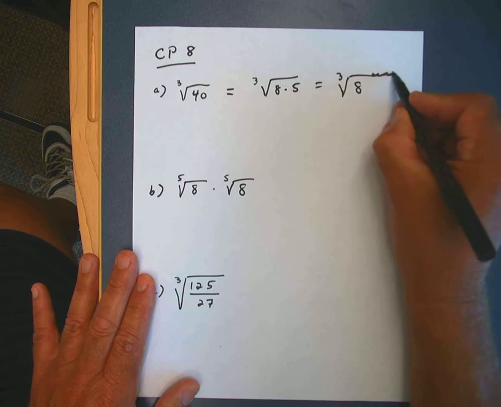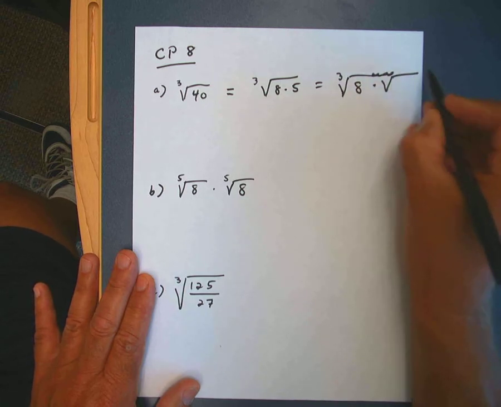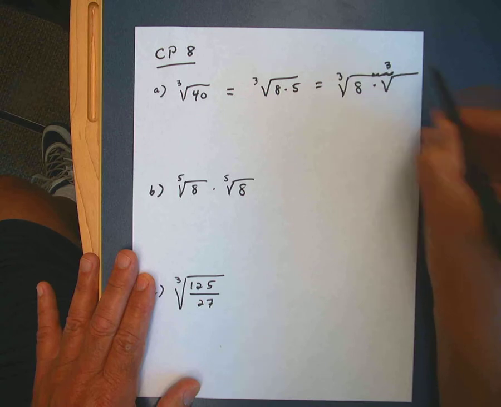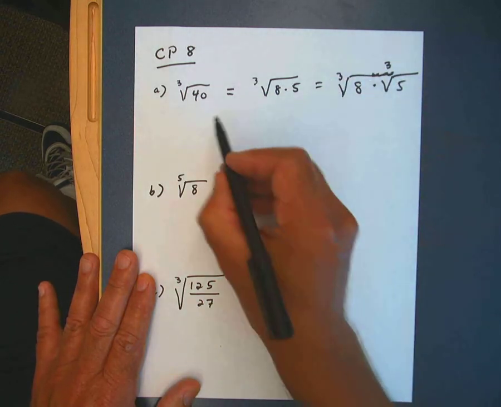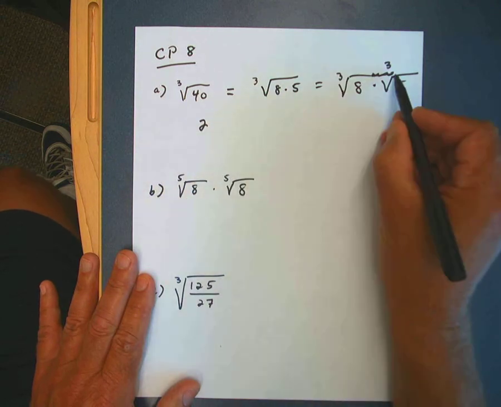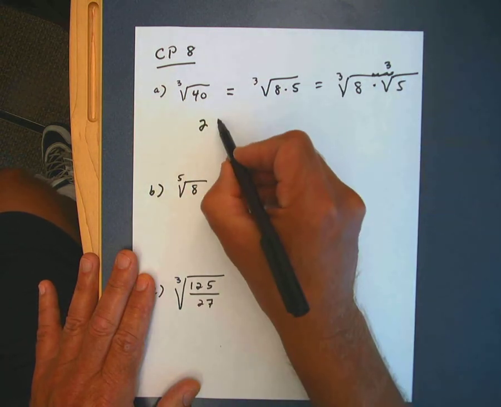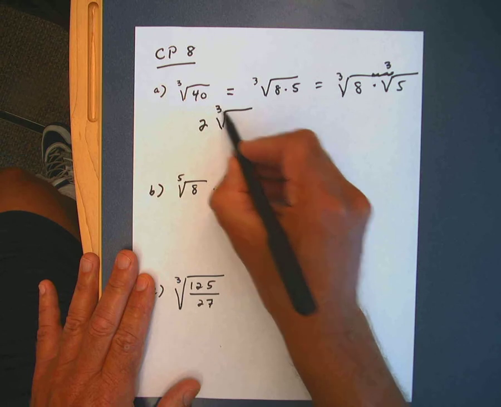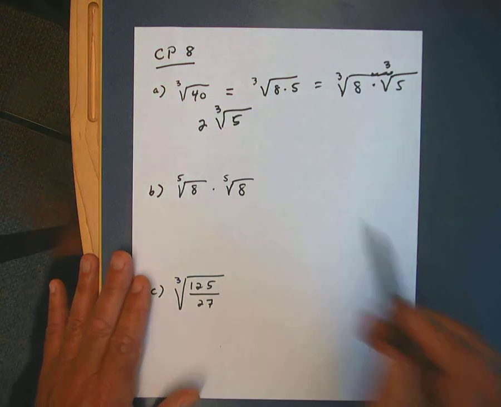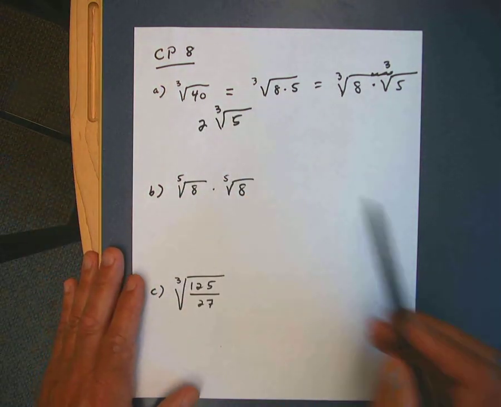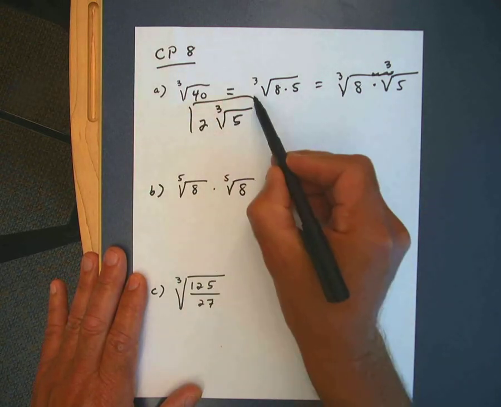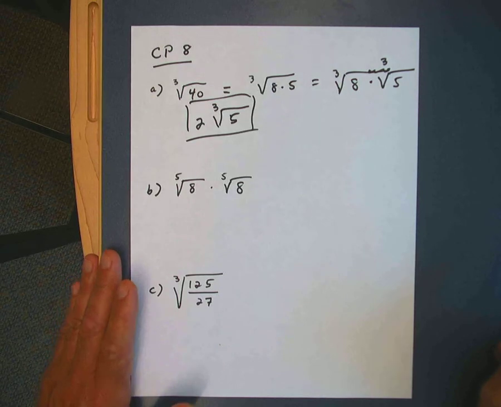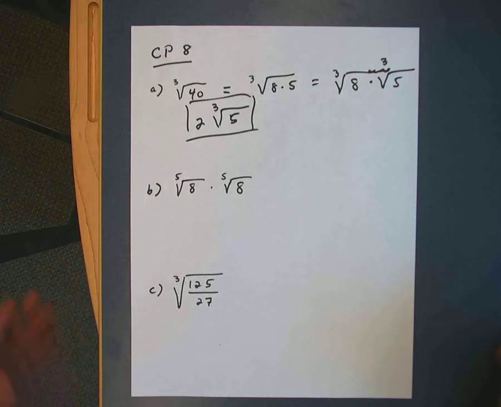Actually, I should have written that with a separate root: the cube root of 8 times the cube root of 5. Then we can take the cube root of 8, which is 2. We can't take the cube root of 5, so we'll leave that one like that. And so that would be simplest form. The cube root of 40 is not in simplest form because it has a factor we can take the cube root of. So this would be the answer to that problem: 2 times the cube root of 5 is in simplest form.